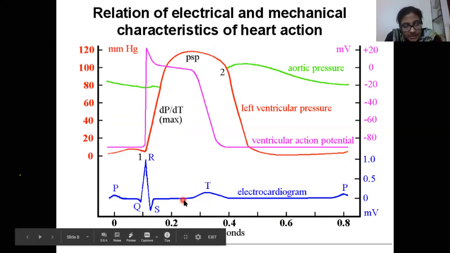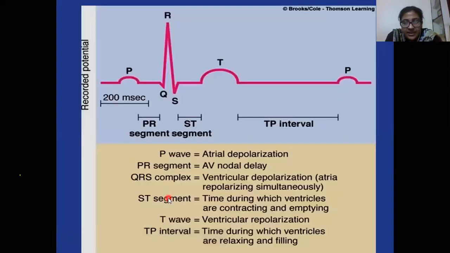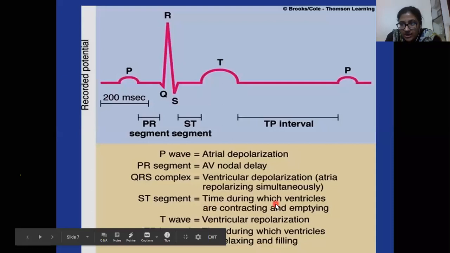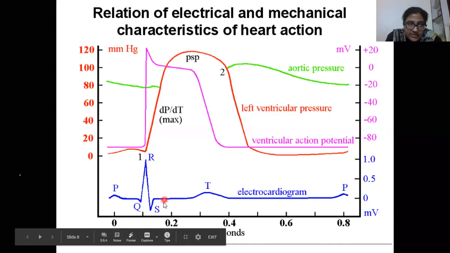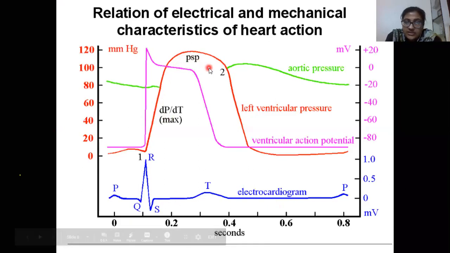Anyways, look here, beta. ST is very much there, and it's straight, okay? What was ST? ST was the time during which the ventricles are contracting and emptying, right? When I relate this concept to my left ventricle, this red line tells me about the left ventricle. You see a lot of pressure is being applied, right? Right now, I want you to ignore this green wave and this purple wave, and just focus on this blue wave and this red wave.